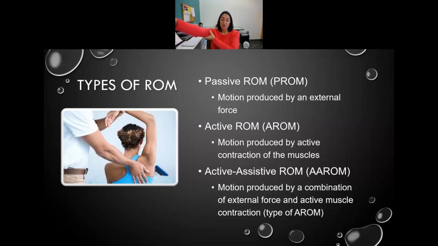The muscle is activated and produces force, and an external force helps that along. Typically that's with somebody who's in between the passive and active range of motion stage. They're trying to get full range. You want them to use their muscle as much as possible, but they get stuck before full range, and then they push themselves the last few degrees. That is active assistive range of motion.